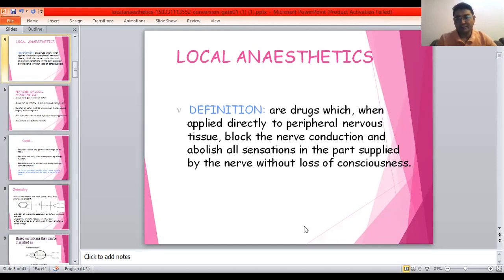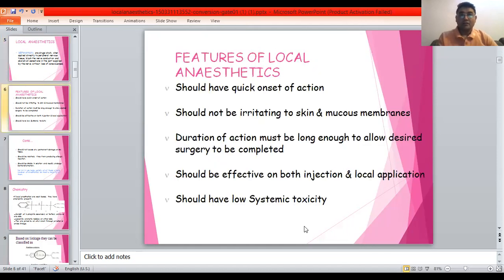Of course, local anesthetics are applied, not only injected. Sometimes we inject local anesthetics, sometimes it will be a spray, or a kind of pomade, and we apply it on the area that we want to be without sensation. So there are some features of local anesthetics. These are the good, positive features that local anesthetics should have.